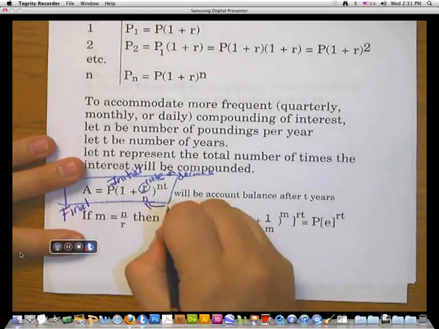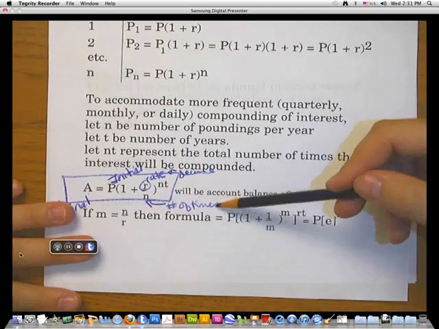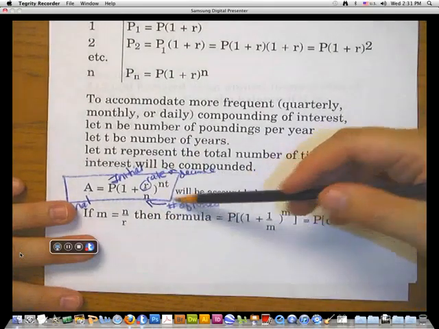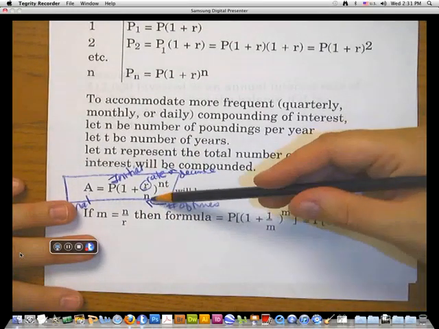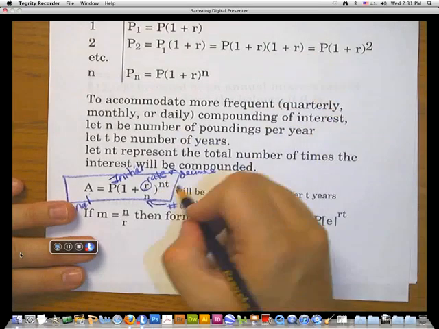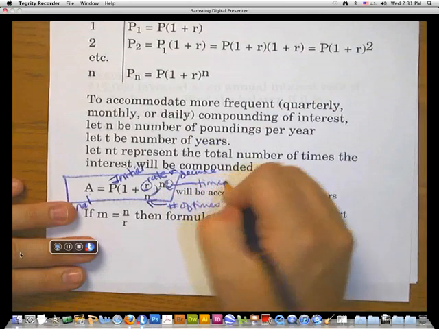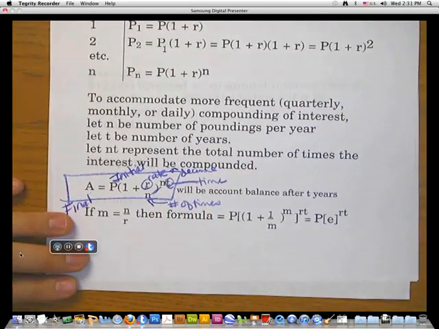N is the number of times per year. So if you said biannually, you'd put a 2. If you said quarterly, you'd put a 4. If you said monthly, you'd put a 12. And those are the same. And then T is our time. How long does it take for something to happen?